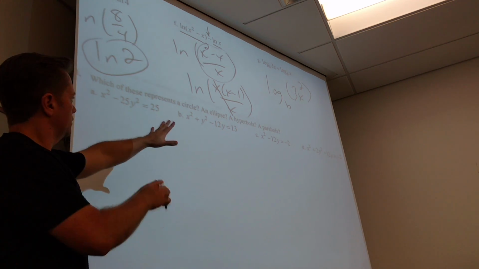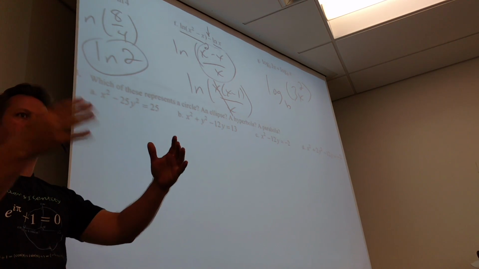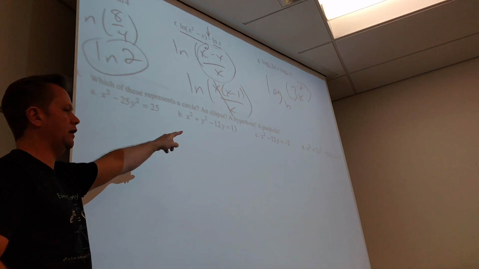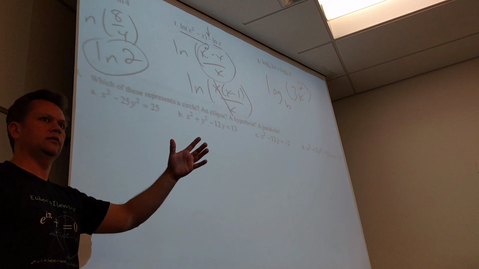All right, so now we know C is the parabola, so that's what you look for. We know that a parabola is y equals x squared or x equals y squared. Only one variable squared. That's how you can identify it very quickly. The circle should be the next easy thing.